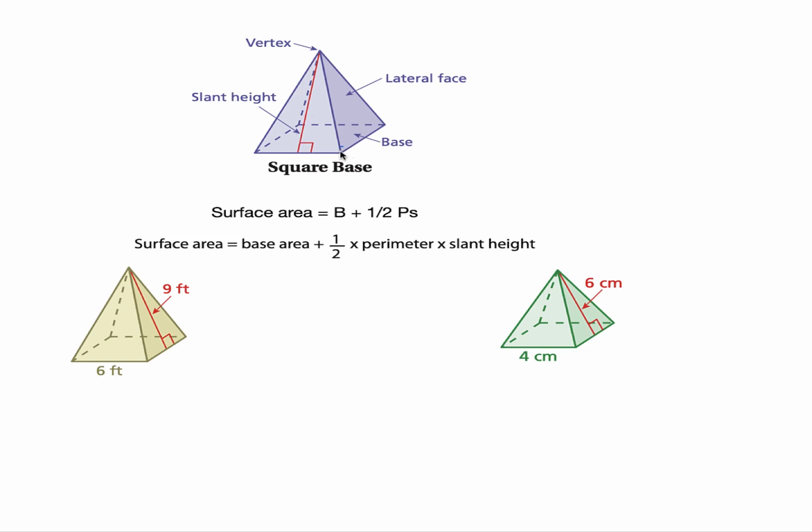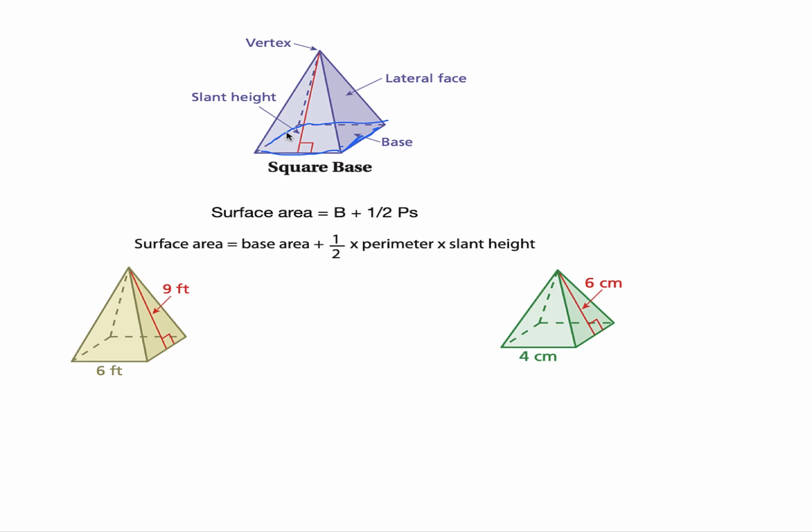So here, this is your base. Notice your base is a square. With a square, all the sides are the same. This side right here is your lateral face. So this triangle here is considered your lateral face. The top is your vertex, and this line here, the red line, is your slanted height.